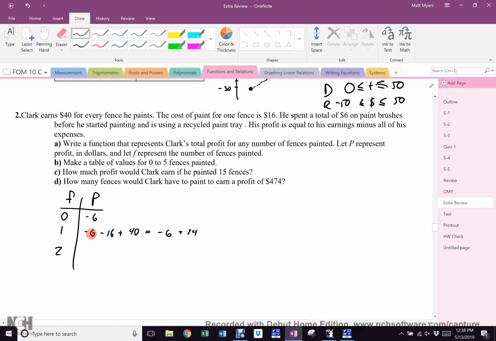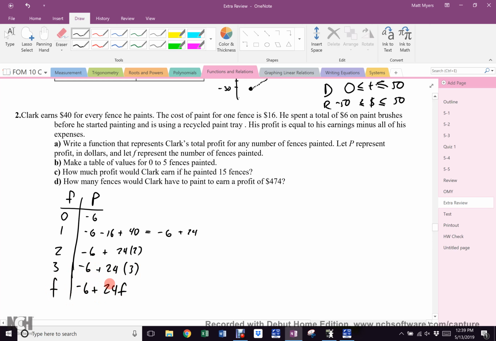What if he paints 2 fences? Has he still spent the -6? But he only had to spend that once because that's for brushes, right? Plus 24. How many fences now? Times 2. Agreed? What if it's 3? Did he still spend the $6? Plus 24 per fence times how many fences? 3. What if it was F fences? -6 plus 24F. Now, would we write our function that way?